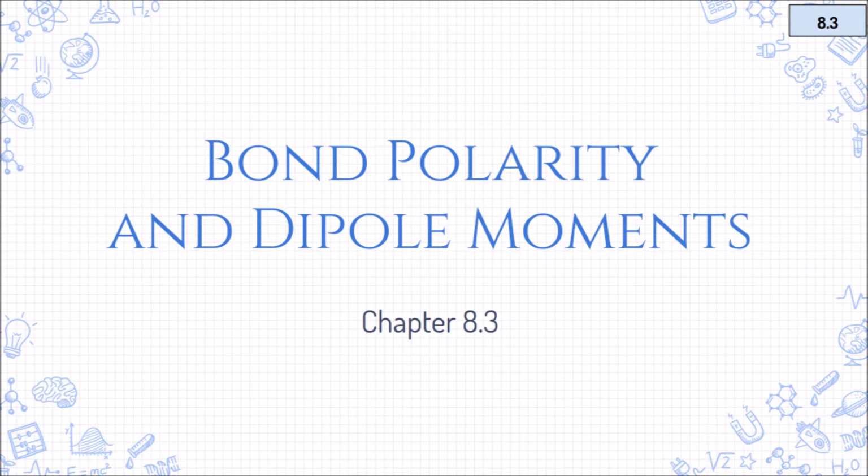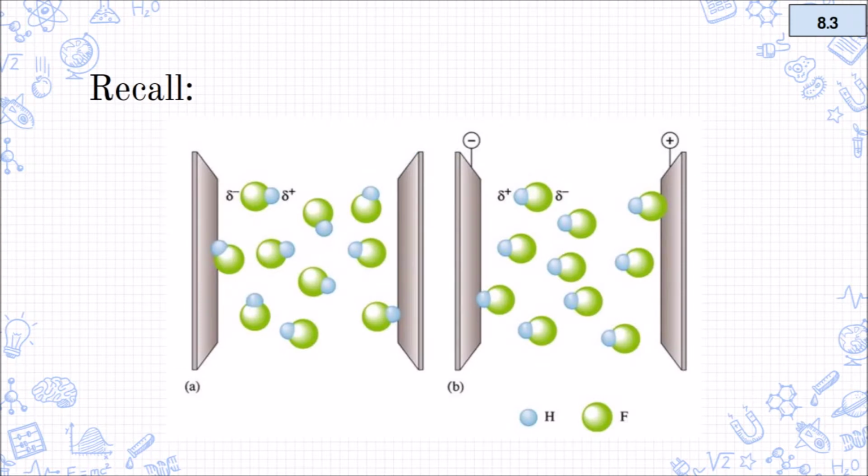Bond polarity and dipole moments, section 8.3. Recall this diagram from section 8.2. Here we have hydrogen fluoride, and there is a polarity that results in one end of the molecule being slightly positive, while the other end is slightly negative. This is known as a dipole moment.